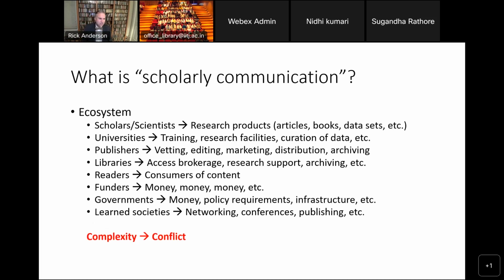In fact, it is that complexity itself that leads to conflict because the different members of this ecosystem all have different goals as well as shared ones. Everybody on this list that you're looking at wants good research to be done and to be shared with the world, but they have different priorities because they have different institutional needs.